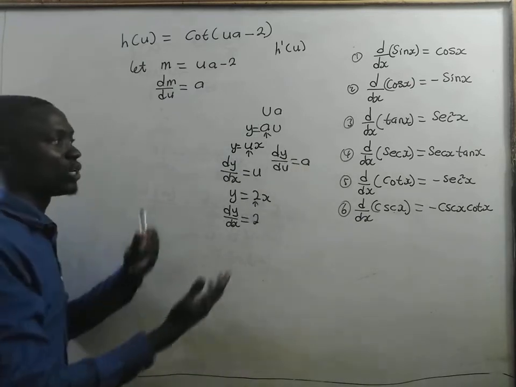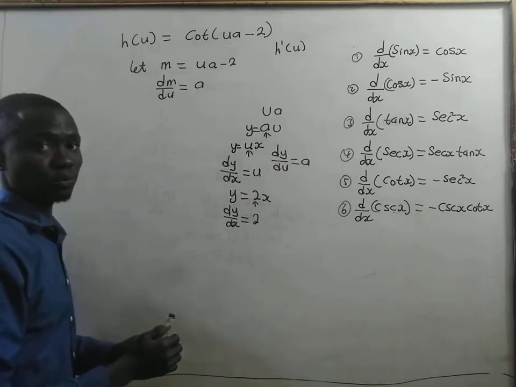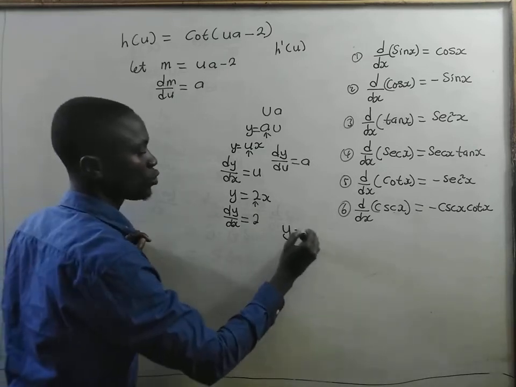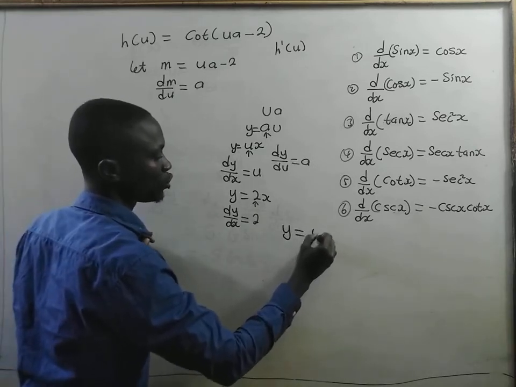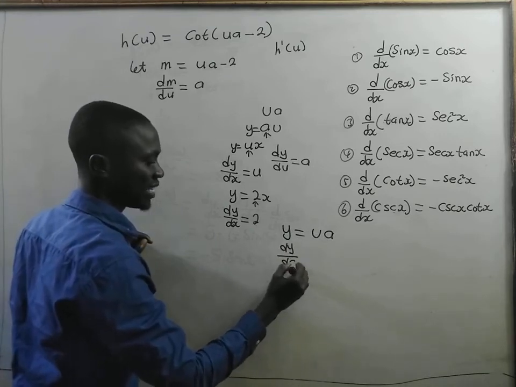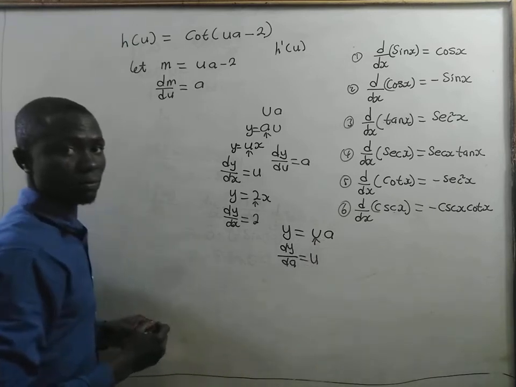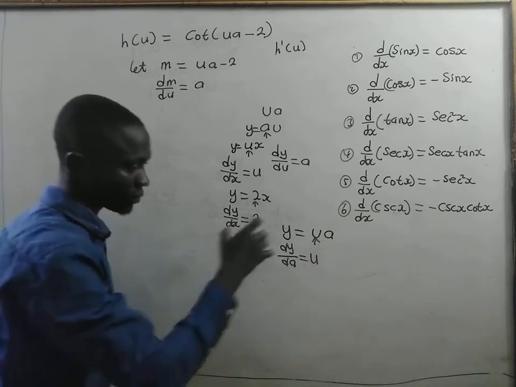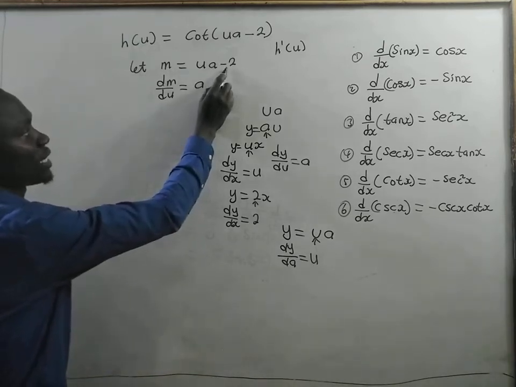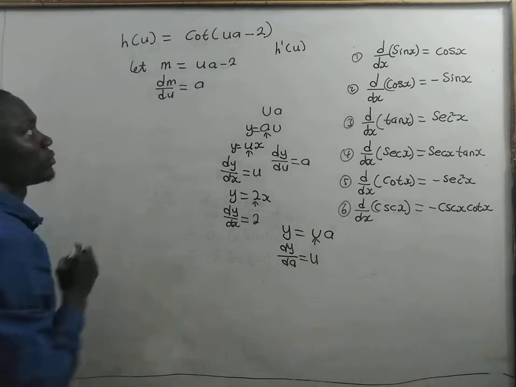We have always been dealing with x. So if you change the variable, you become confused. Simple as that. And let's say that if I have y equal to ua, if I differentiate y with respect to a, then the answer is u. Take note of that. So here, if you differentiate a constant, it is 0. So the derivative of negative 2 with respect to u is 0.